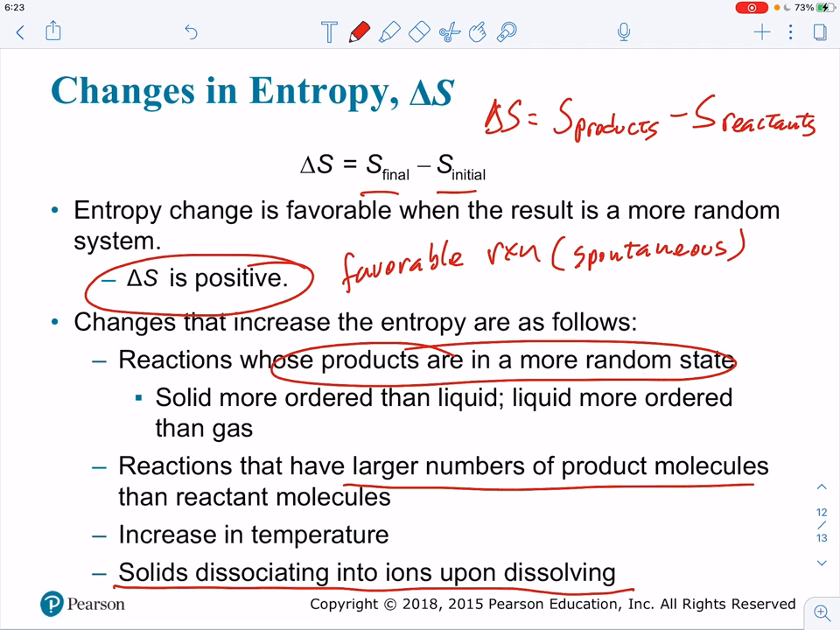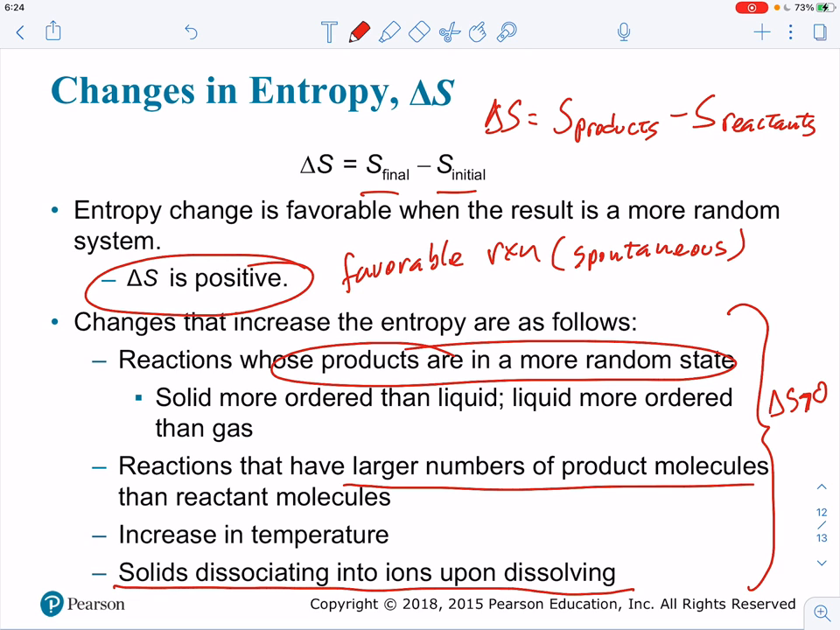dissociating into ions upon dissolving. Remember, that's one of the first ones that we saw. You are going from a crystalline structure to something that is more chaotic. Those crystals now are all separated, and each one of the ions is surrounded by water. Okay, so you lost the order that you have in the crystal structure, and now everything is in solution. So that's a system in which you have a higher entropy. Okay, all of these situations are basically telling you that the delta S for these particular cases is going to be positive.